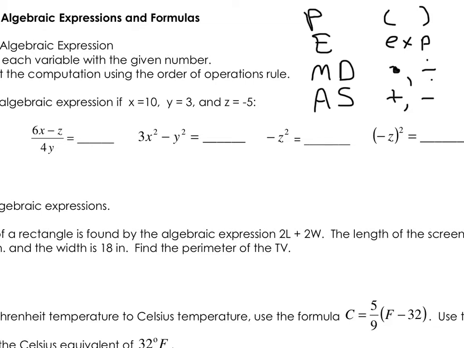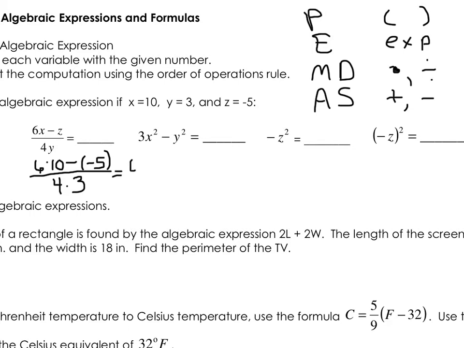X is 10, z is a negative 5. Whenever I substitute a negative number into an expression, I like to use parentheses. It helps me keep straight what I should do with the sign. Y is 3. So we need to do multiplication first.